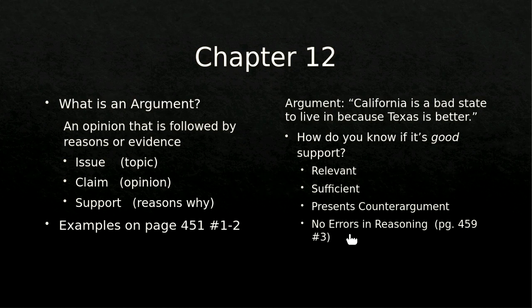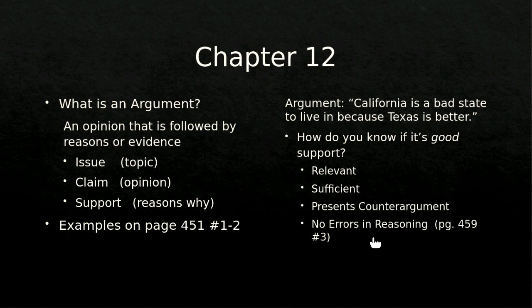And then the fourth thing that you want to do if you're making or having a good argument is you want to avoid these errors in reasoning. Page 459. Actually 458 and 459 both have examples of errors in reasoning. So this is basically what people try to do to convince you of things, but it's not good. They're just appealing to your emotions instead of giving you really good evidence. And I'm going to go through a couple of these examples on page 459.